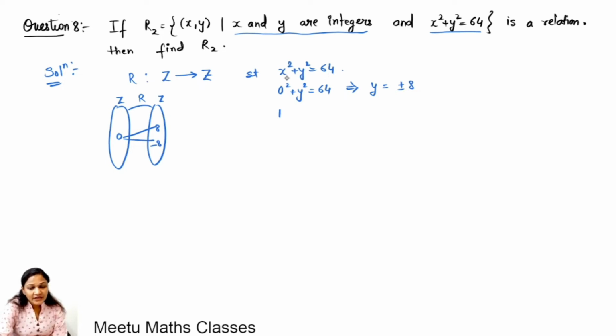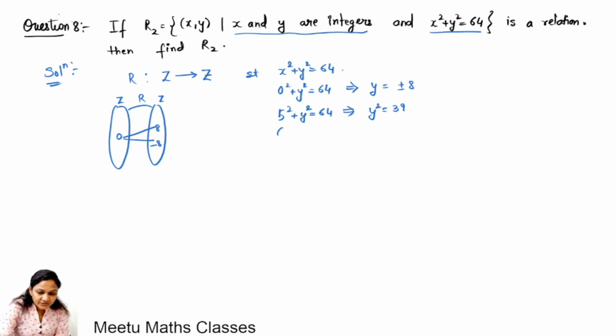Then we can try for 4. 4 square is 16. If we subtract 16 out of 64, we won't get a perfect square number. Next, we can try for 5. Then 5 square plus y square is equal to 64. So y square is equal to 64 minus 25. 64 minus 25 is 39, which is not a perfect square number.